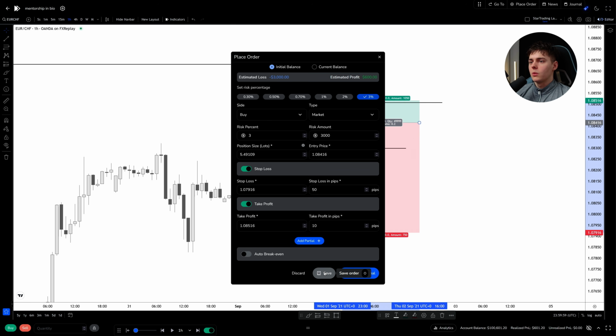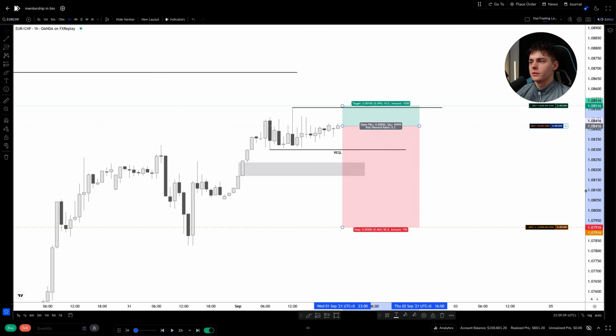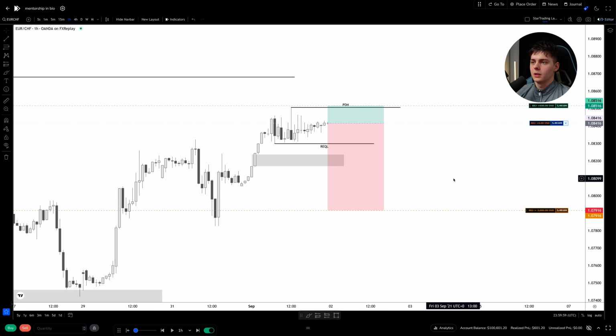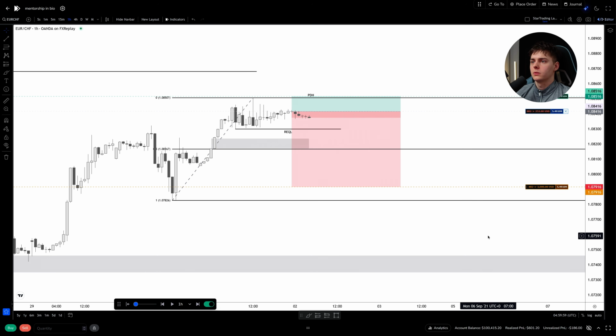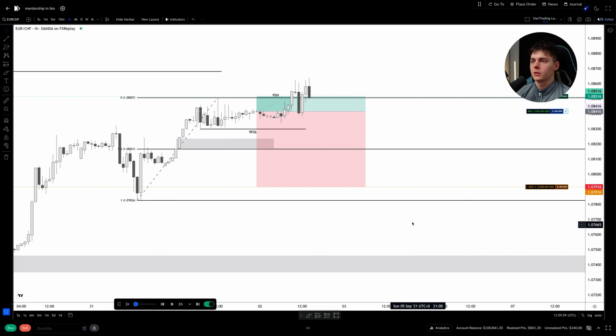And from here on, we want to always risk 3%. As previously mentioned, this is going to ensure that we're going to make a lot of money out of it, even when trading a negative risk reward. Now from here, we are just going to let the trade play out and see what's going to happen.